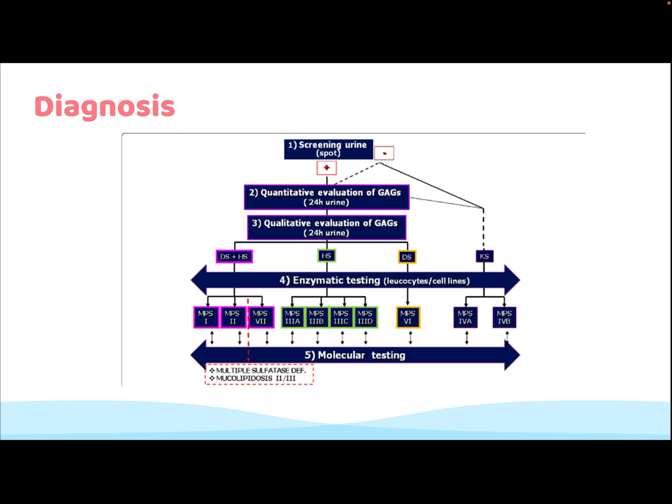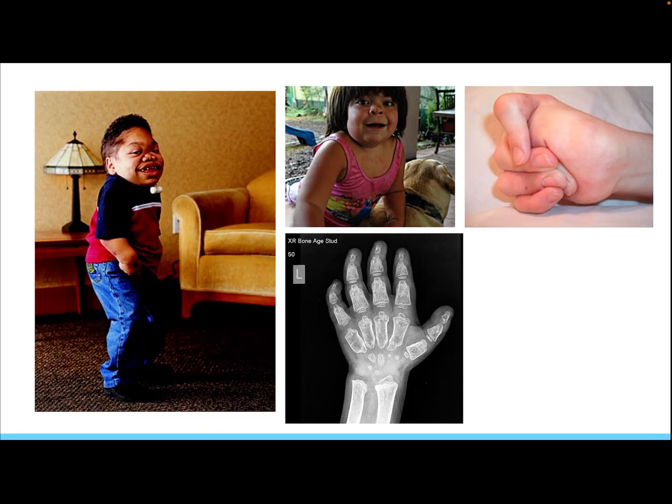This is a general approach to the disease. The same thing, we start with a screening urine test and then we do the confirmatory test. After that we determine the type of the defective enzyme so we know which type of mucopolysaccharidosis we are dealing with.